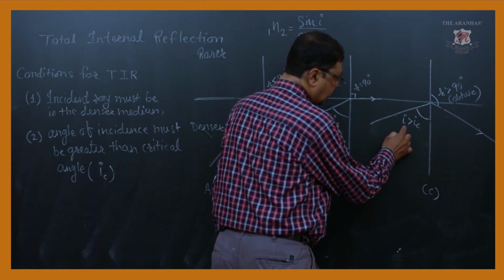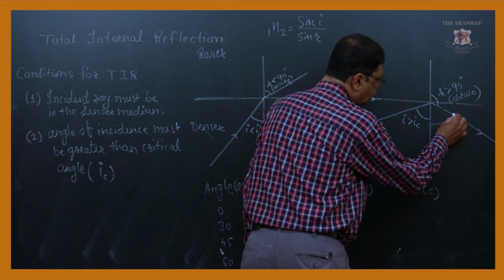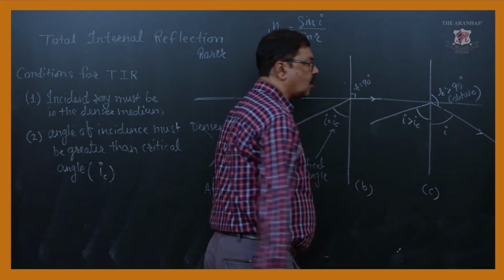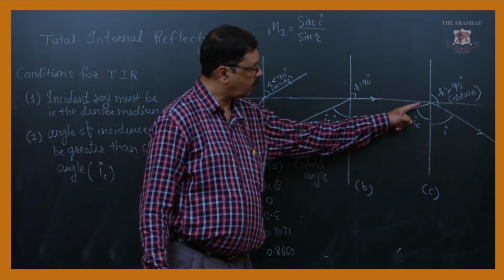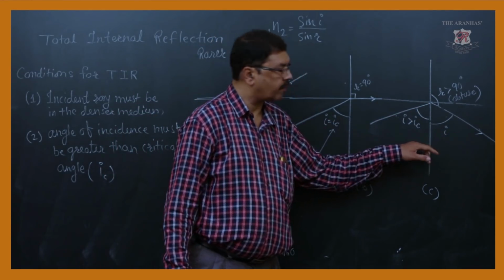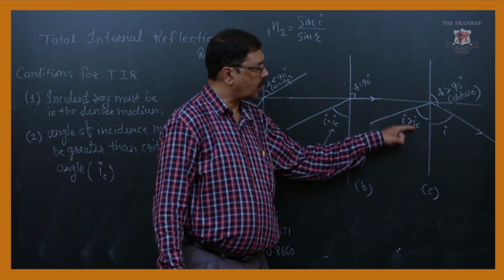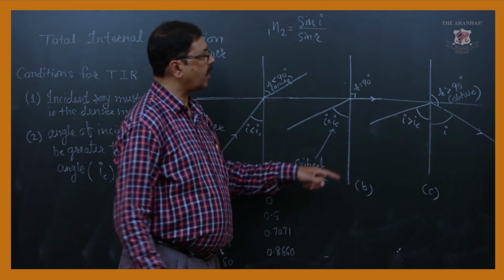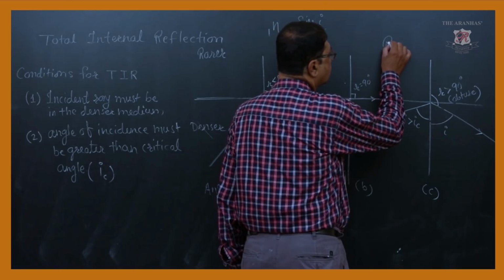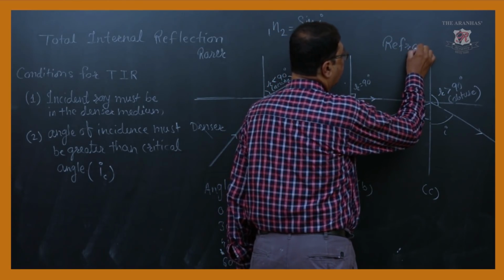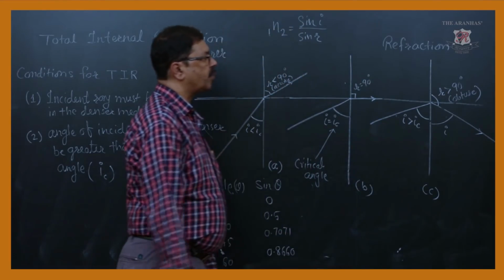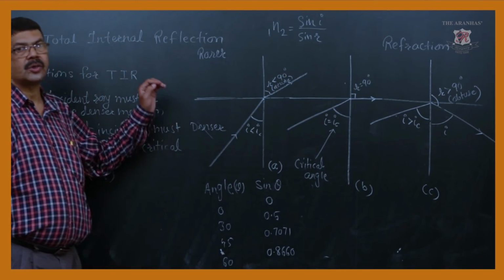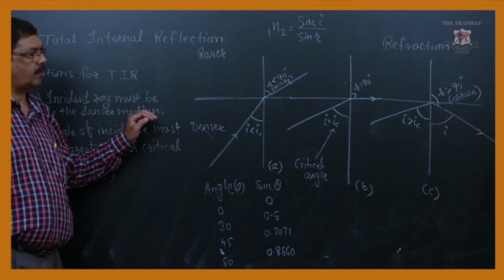Here, if I term this angle as I, this angle is also I. What does law of reflection say? Angle of incidence equal to angle of reflection. Although this phenomenon is taking place because of refraction, the laws of reflection are followed. Therefore, it is called as total internal reflection.